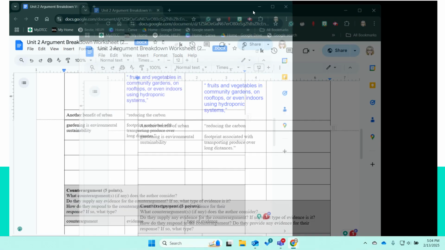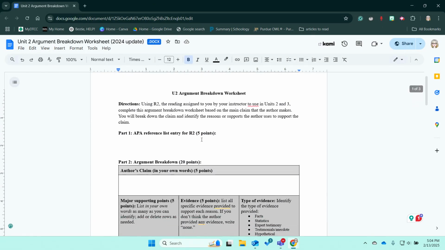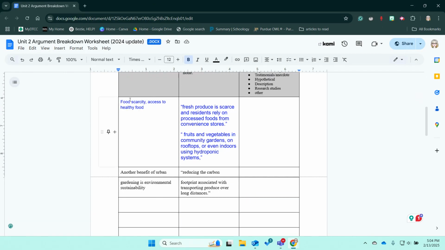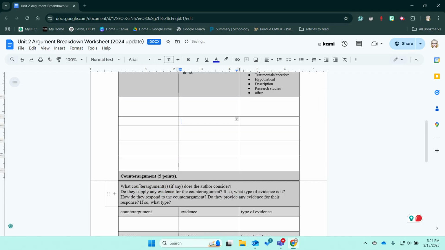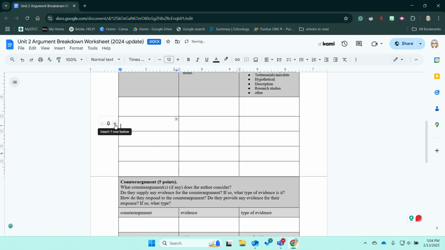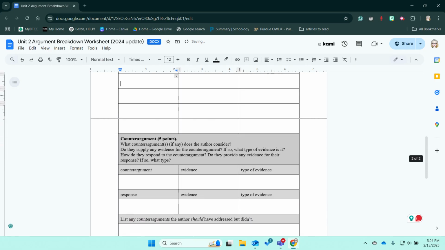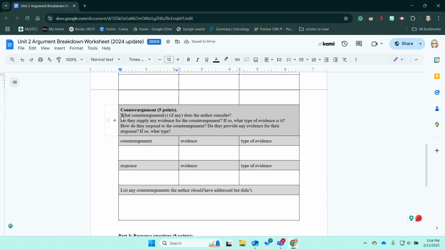So this is the thing that we're working on here. I will have to take these notes out because this is the argument breakdown worksheet for everybody. Okay. So here's the section we're looking at now. So what we're looking for are any counter arguments that the author considers. Now, sometimes they don't bring in any counter arguments. And if it's a real argument, there's probably some opposing viewpoint. All right.